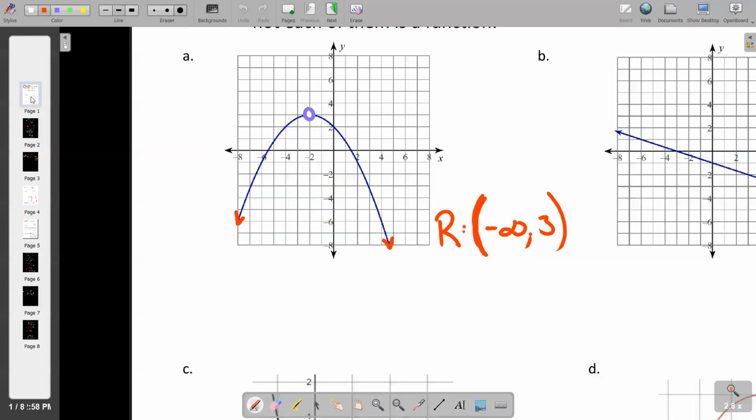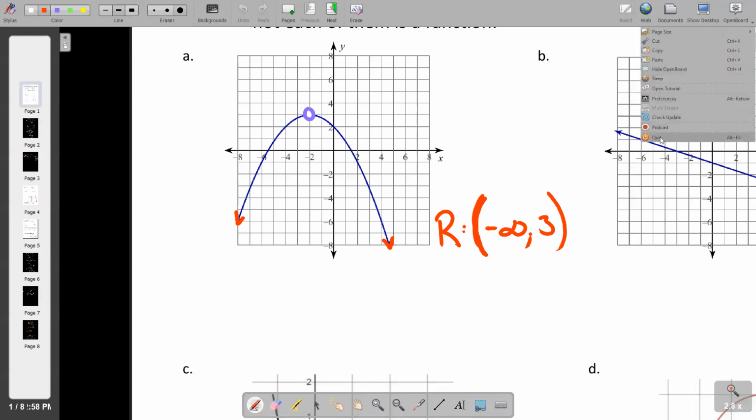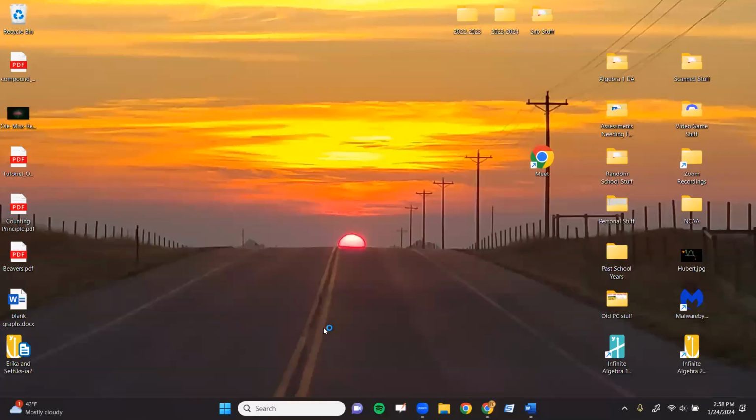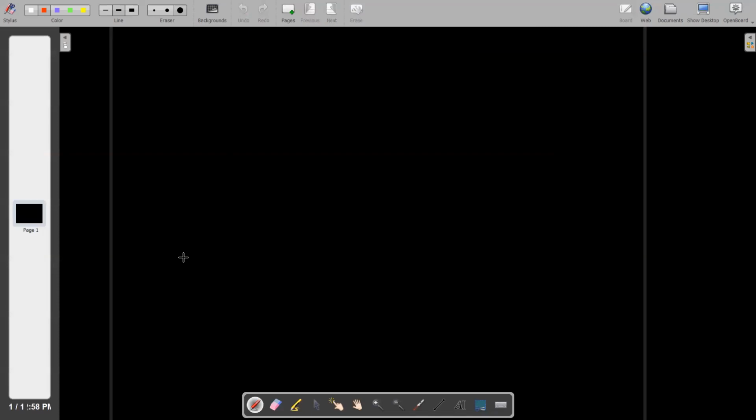I need to delete a bunch of, actually, you know what? I'm just going to start this whole program over because that would be quicker. I've got a whole bunch of pages that I don't need.